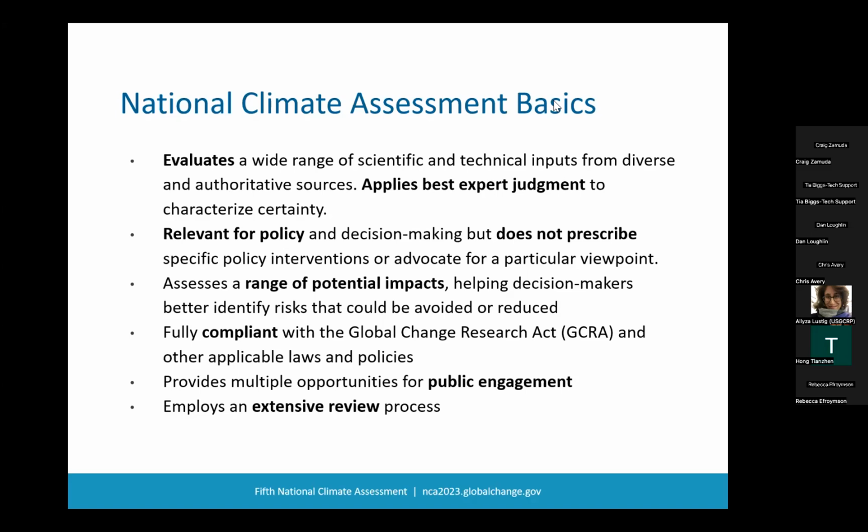The NCA uses a range of future projections to help decision makers understand the full extent of possible risks that can be avoided or reduced under different scenarios, and leaves it up to the decision maker to ultimately determine their risk threshold. The assessment is compliant with all applicable federal laws and policies, including the Global Change Research Act, as well as other laws that govern things like information quality, accessibility, and transparency. Finally, the report process involves extensive review, including several opportunities for public engagement, a review by the National Academy of Science, Engineering, and Medicine, and several government science reviews.